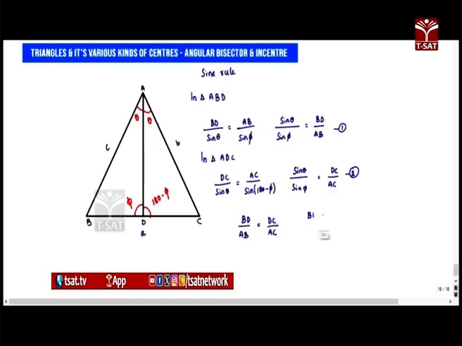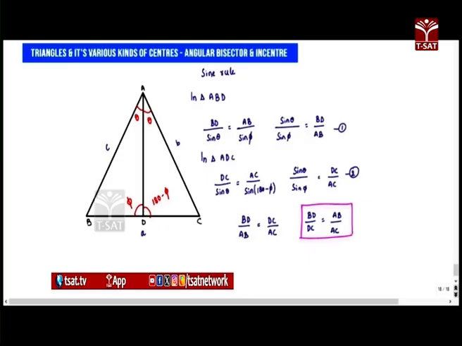From this I can say BD is to DC is equal to AB is to AC. This is a very important property of an angular bisector. For this triangle, the angular bisector AD divides the opposite side BC in the ratio of its adjacent sides. Now what are its adjacent sides? The adjacent sides are AB and AC.